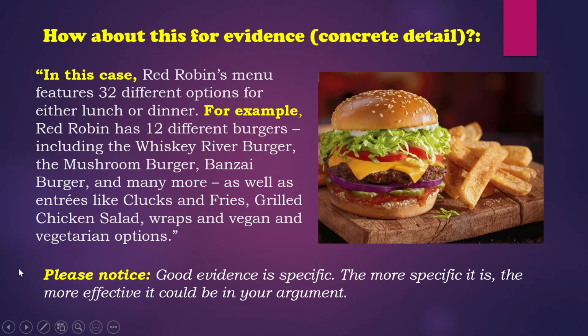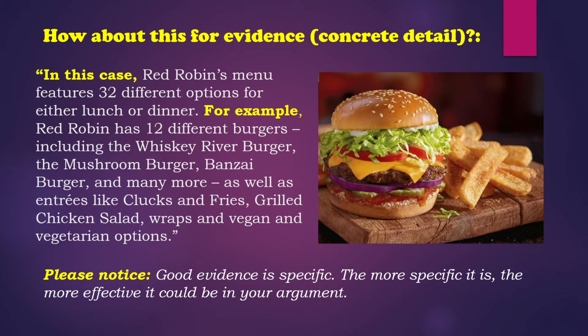All right, here we go. Here's how we do it. Here's how we add the evidence. All right, here's what my paragraph looks like so far. In this case, Red Robin's menu features 32 different options for either lunch or dinner. Okay, so that was my transitioning into the evidence, right? So now I'm going to get more specific. So I've started to introduce it. I mentioned 32 different options. Now that's a good detail, but I want to be more specific.